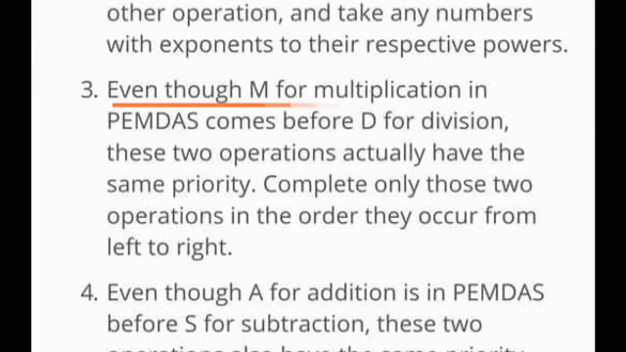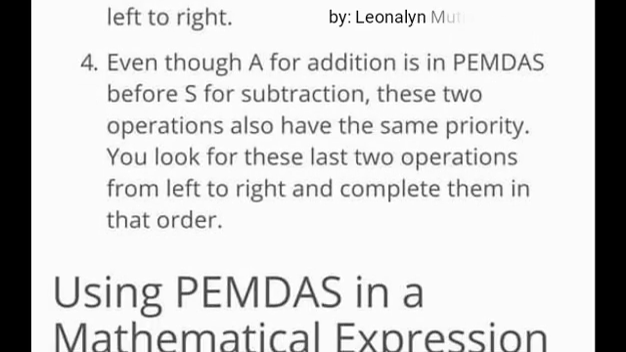Number 3. Even though M for multiplication in PEMDAS comes before D for division, these two operations actually have the same priority. Complete only those two operations in the order they occur from left to right. Number 4. Even though A for addition is in PEMDAS before S for subtraction, these two operations also have the same priority. You look for these two last operations from left to right and complete them in that order.